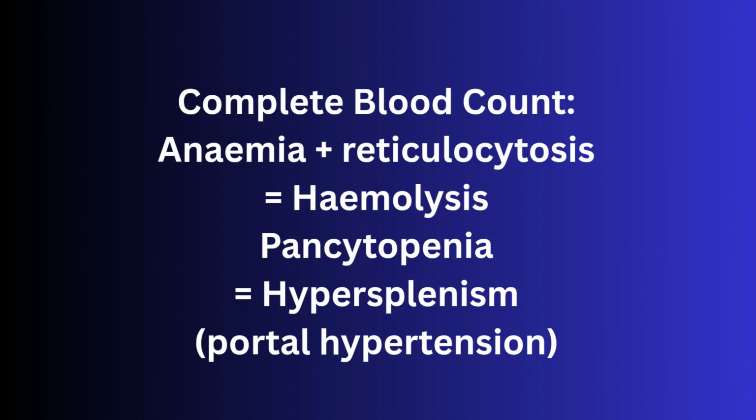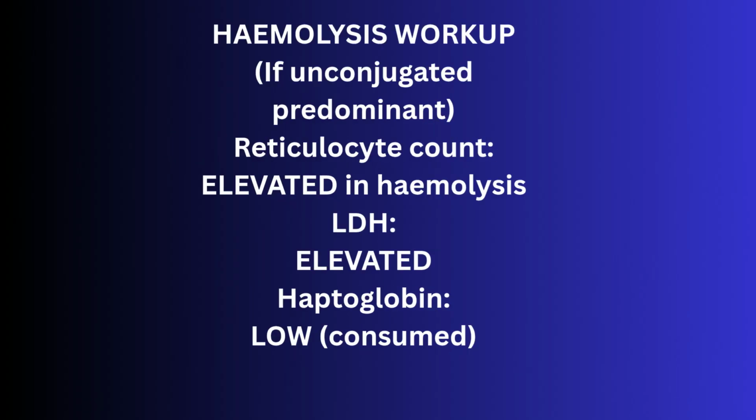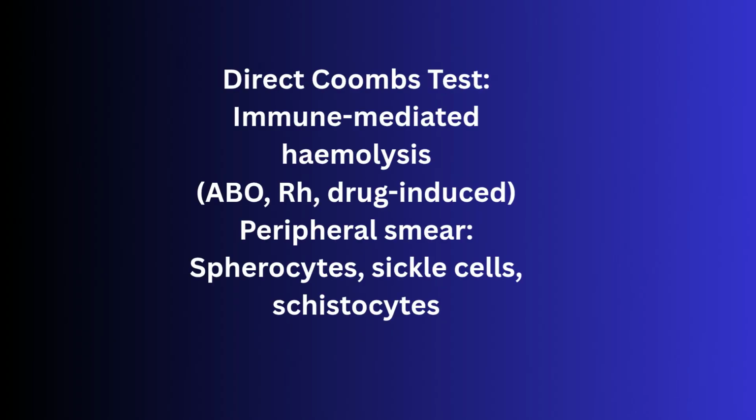If bilirubin fractionation shows unconjugated predominance, you proceed to the hemolysis workup. Reticulocyte count elevated in hemolysis. LDH elevated. Haptoglobin low because it's being consumed binding free hemoglobin. Direct Coombs test indicates immune-mediated hemolysis from ABO or Rh incompatibility or drug-induced hemolysis. And the peripheral smear: look for spherocytosis, sickle cells or schistocytes.